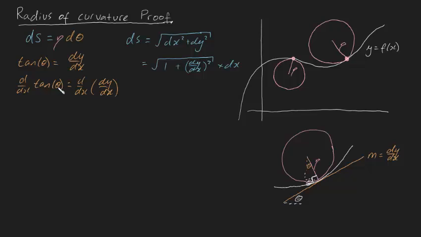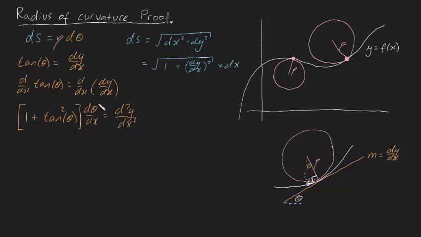Well, if we were to differentiate tan theta with respect to theta, we would just get 1 plus tan theta squared, right? But of course, we're not differentiating with respect to theta, we're differentiating with respect to x. So we need to times it by d theta dx, like this. Now on the right-hand side, we just get our double derivative, which is going to be d squared y dx squared, like this, okay?